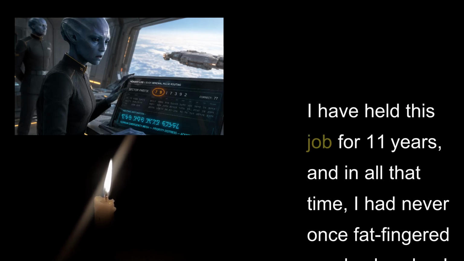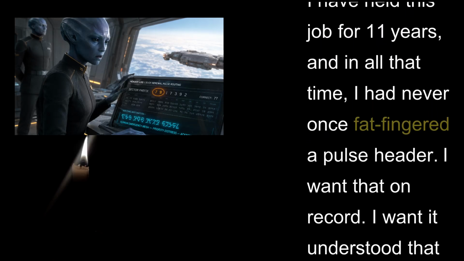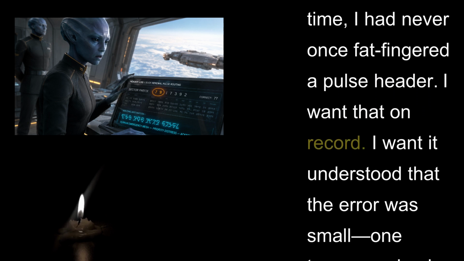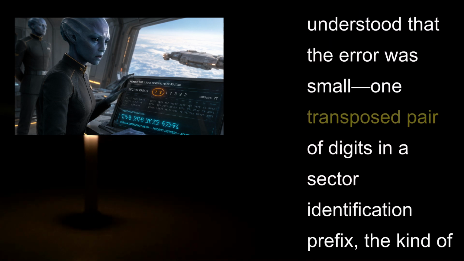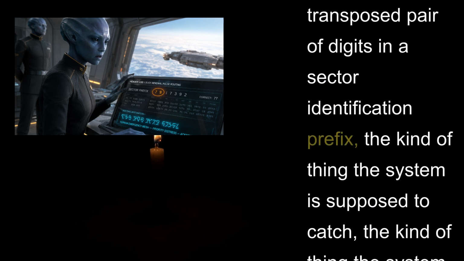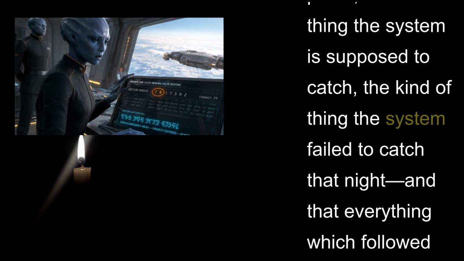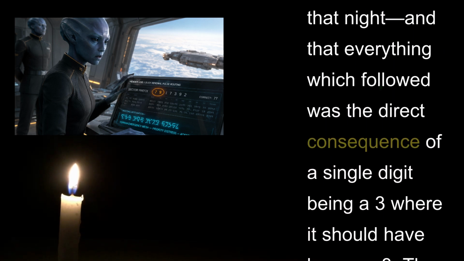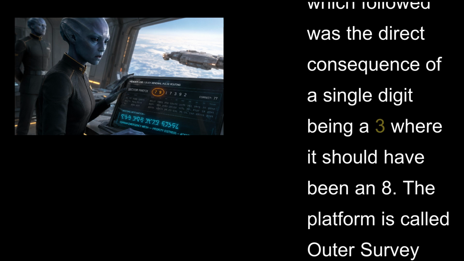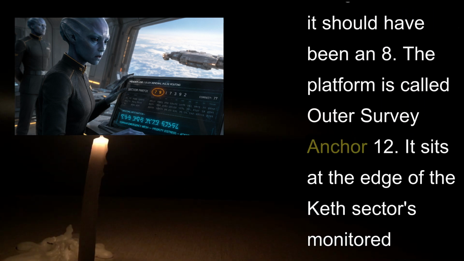I have held this job for 11 years, and in all that time, I had never once fat-fingered a pulse header. I want that on record. I want it understood that the error was small, one transposed pair of digits in a sector identification prefix, the kind of thing the system is supposed to catch, the kind of thing the system failed to catch that night, and that everything which followed was the direct consequence of a single digit being a 3 where it should have been an 8. The platform is called Outer Survey Anchor 12.